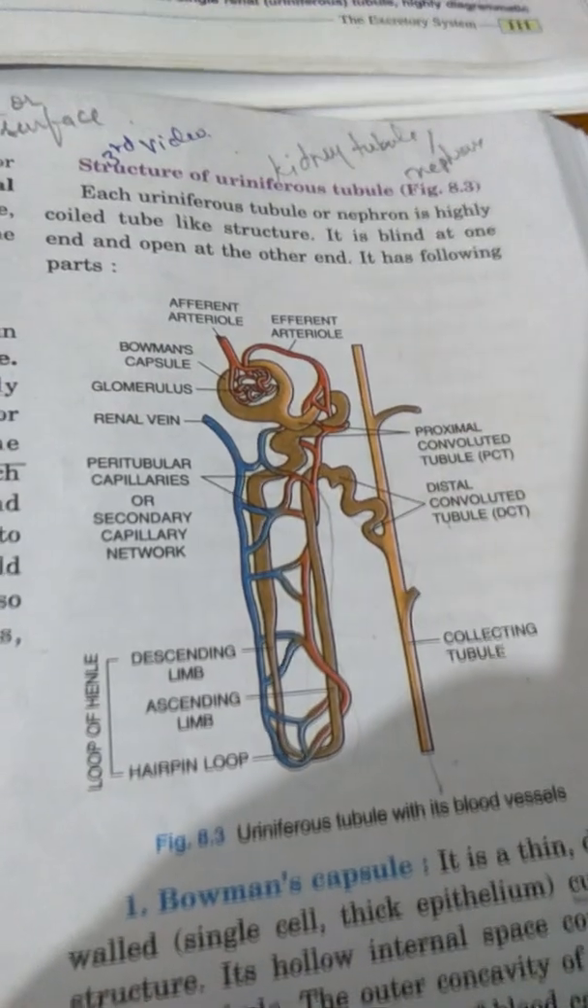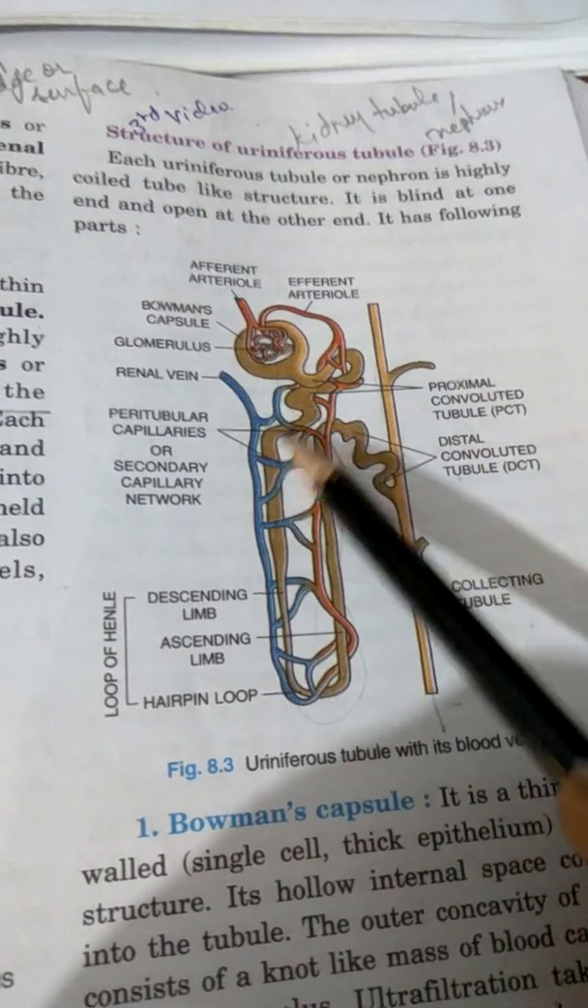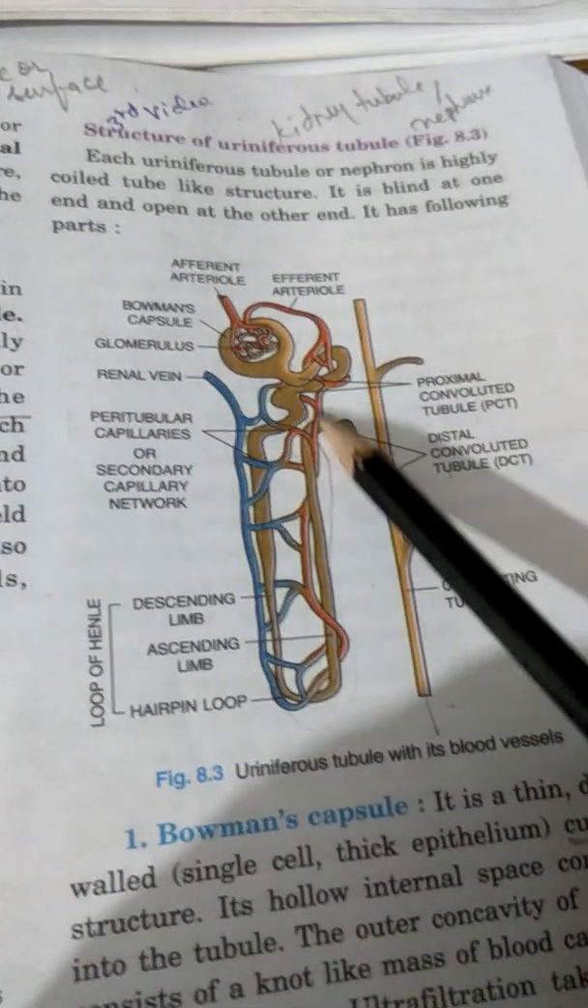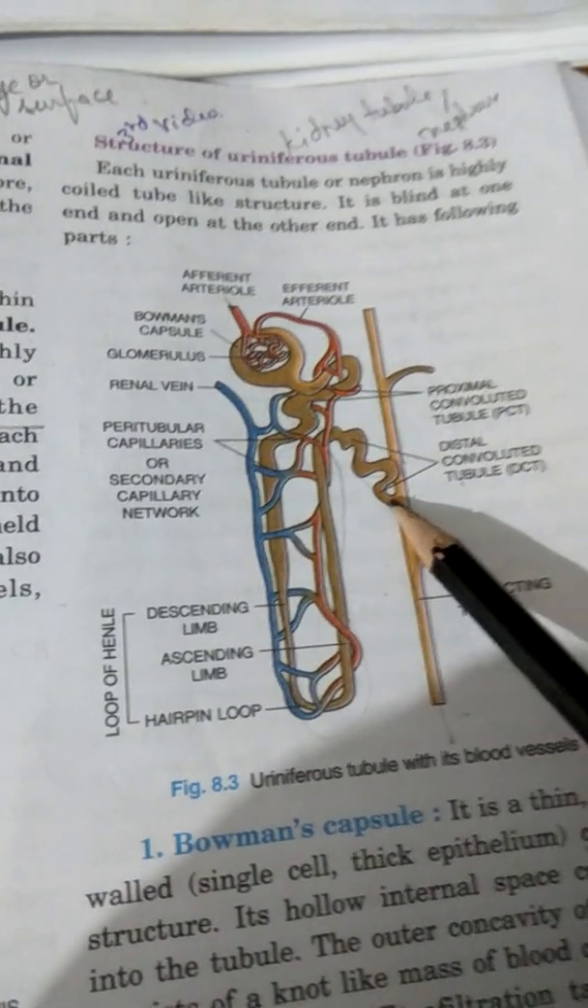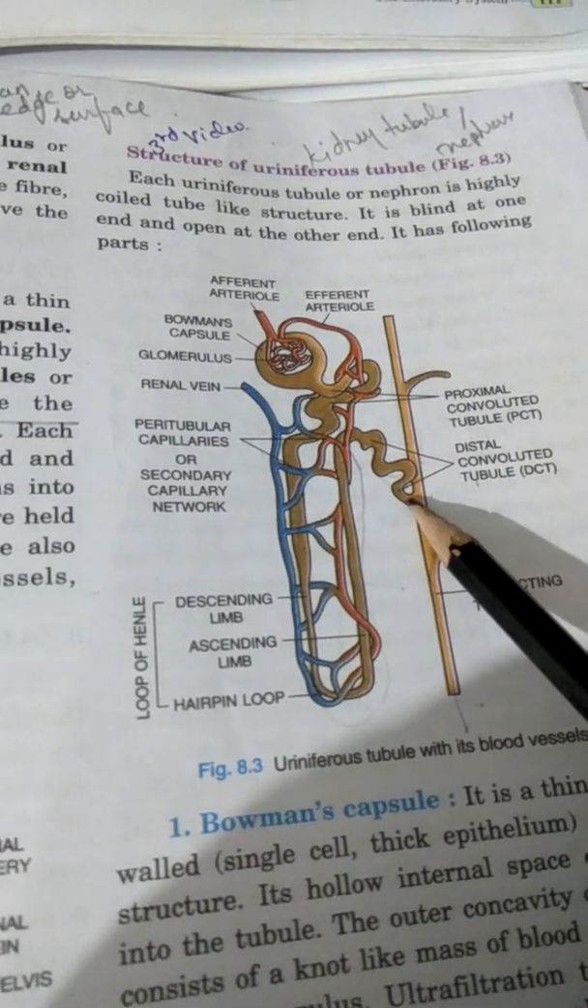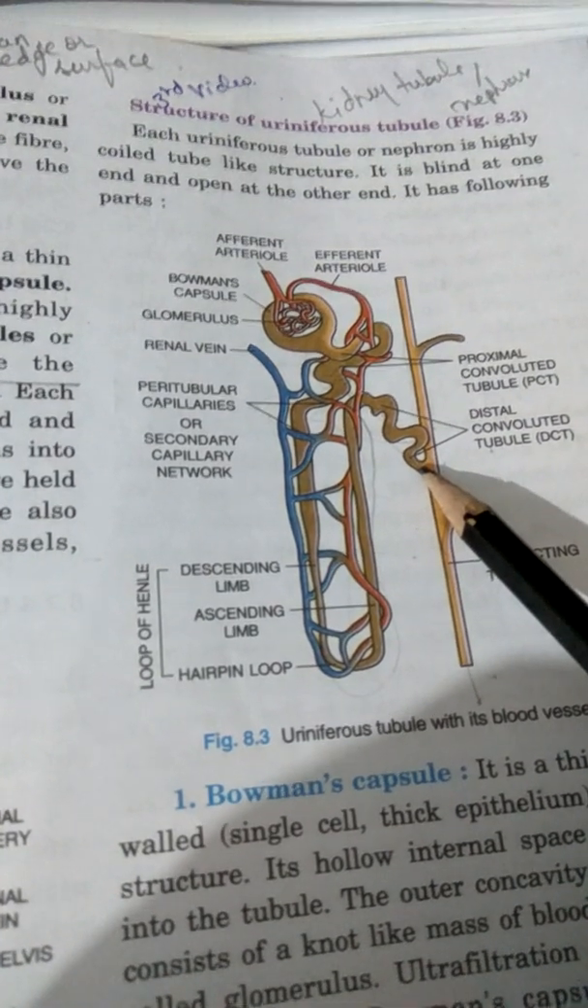Each nephron or each uriniferous tubule is a highly coiled structure. Can you see that? The brown colored part is the structure of one nephron. Nephron or uriniferous tubule is the structural and functional unit of the kidney.